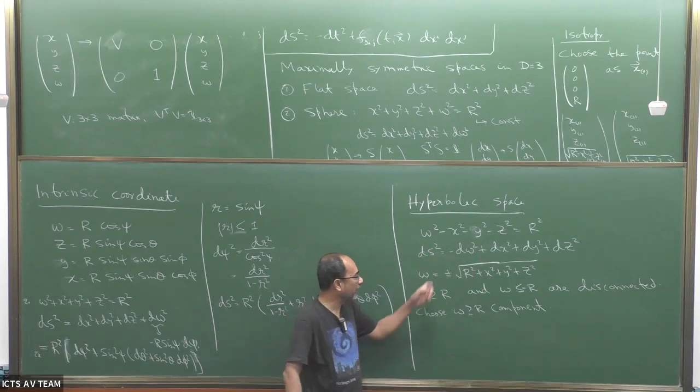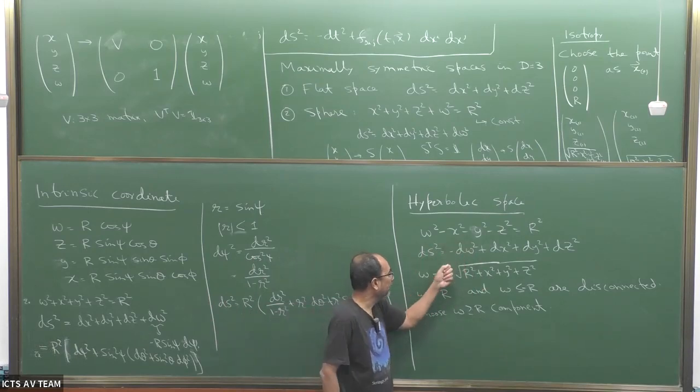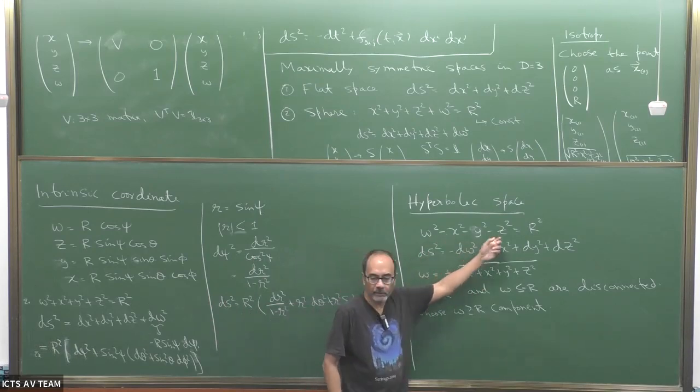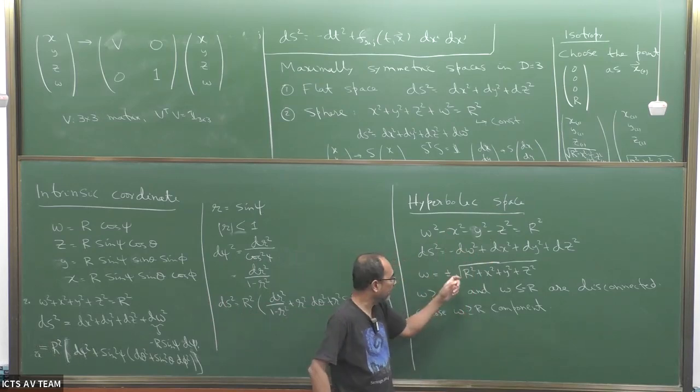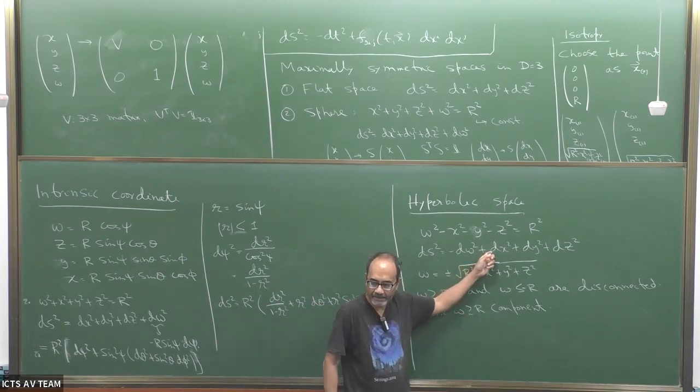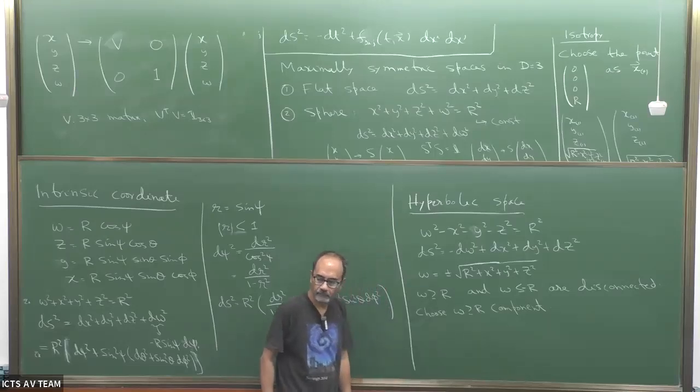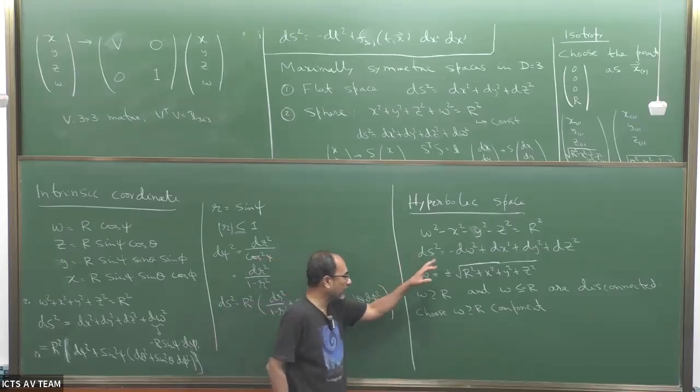You can say, could you have changed two signs here? Why not W square plus X square minus Y square minus Z square, and here also similarly take this to minus X square. But let's try to understand what the isometries are.